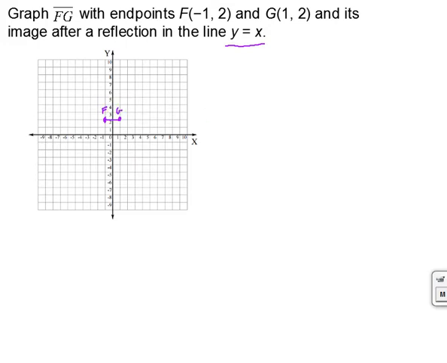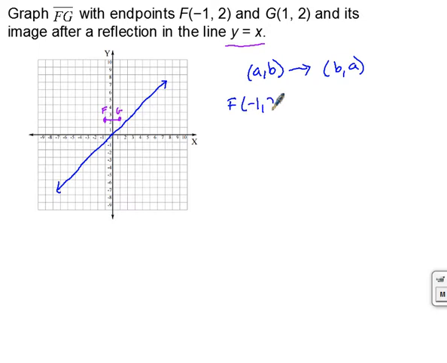Now, the line y equals x is the line that goes through 0, 0 with a slope of 1. So if we go right here, that's our line y equals x, and that's the line we're reflecting over. Now, these reflections are a little harder to just picture, so this is where our rule comes into play. And our rule was that if we have point (a, b) and it's reflected over the line y equals x, then its image is (b, a). So we basically switch the coordinates.